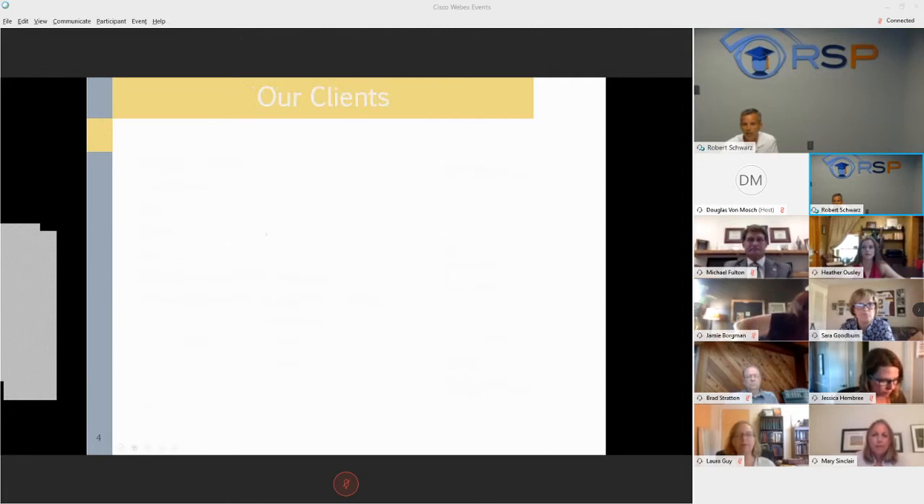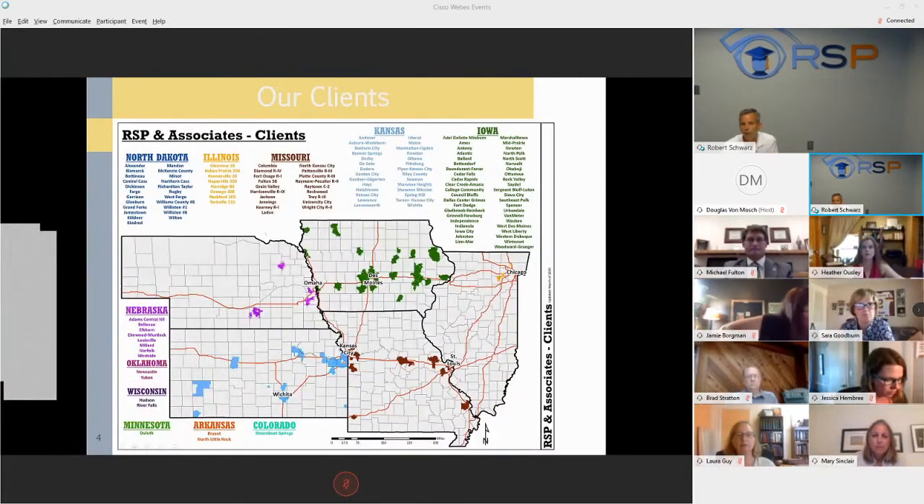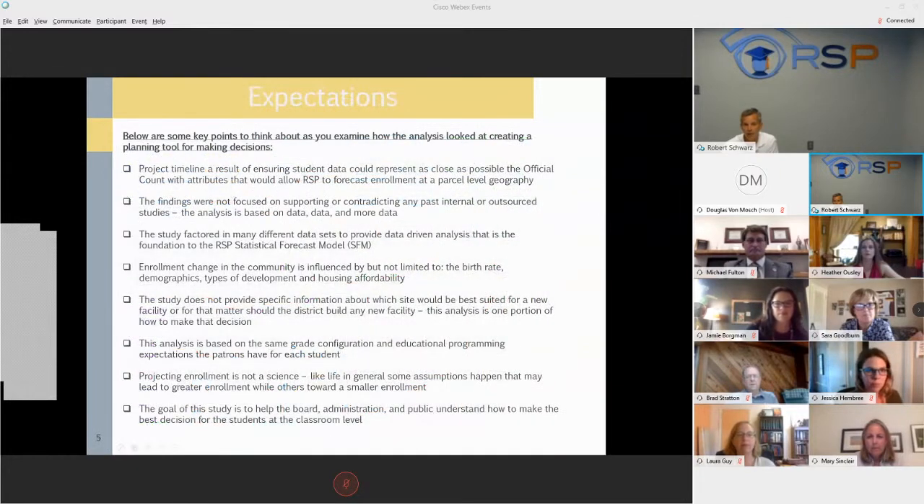This map here is a visual of where we do work, and we do work all through the Midwest. A lot of the neighboring districts, we do a lot of work with them as well. So enough about RSP. I wanted that as an introduction so that you understand who we are, who we've worked with, and some of our skill sets that went into this analysis.